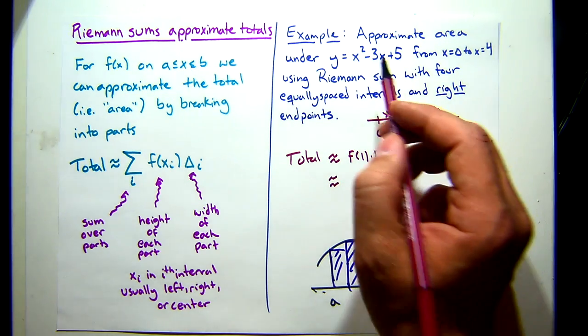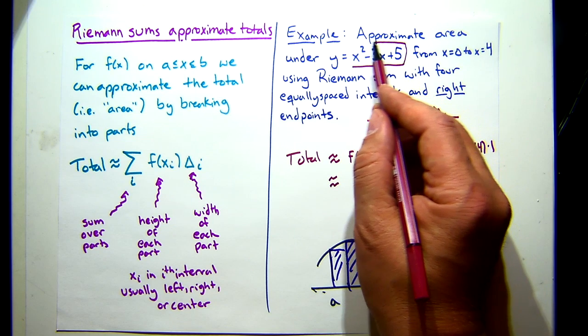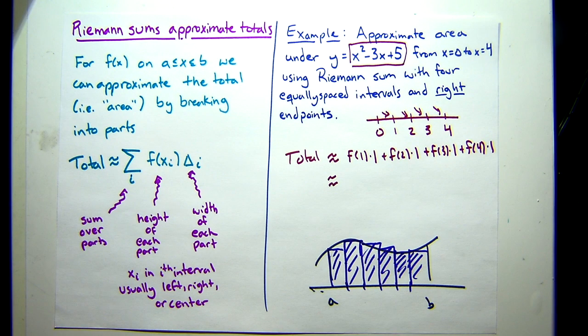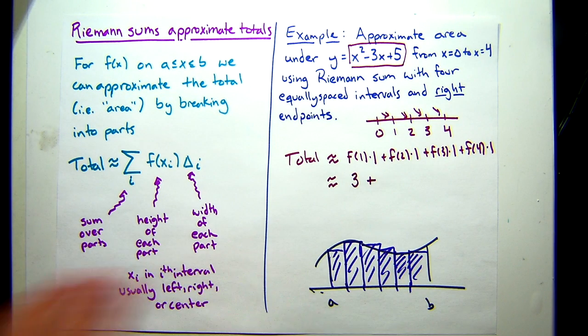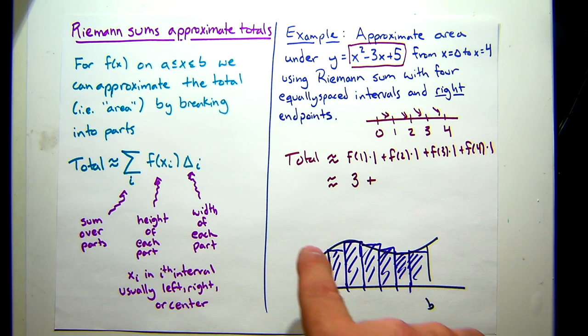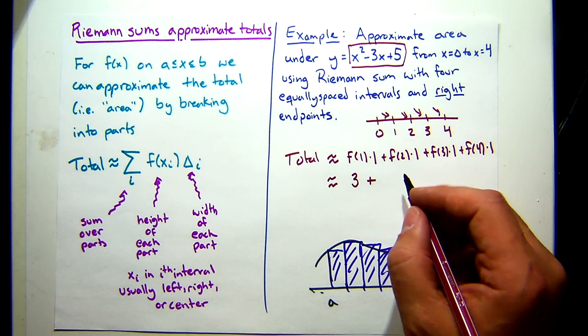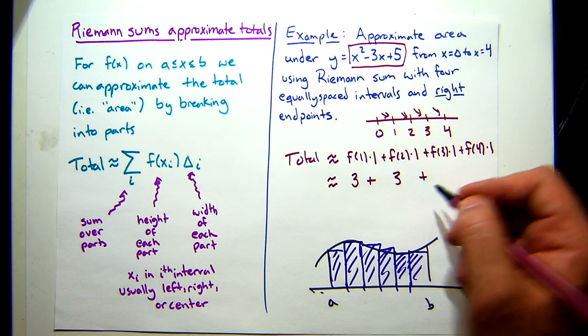What happens when I plug in 1? Oh, by the way, what was our function? Our function was this x squared minus 3x plus 5. That's our function. What happens when I plug 1 into that function? What do I get? I get 3. What happens when I plug 2 into that function? I thought that's what we got when we plugged 1 in. See, we can get the same thing twice. Yeah, that's cool how that works.